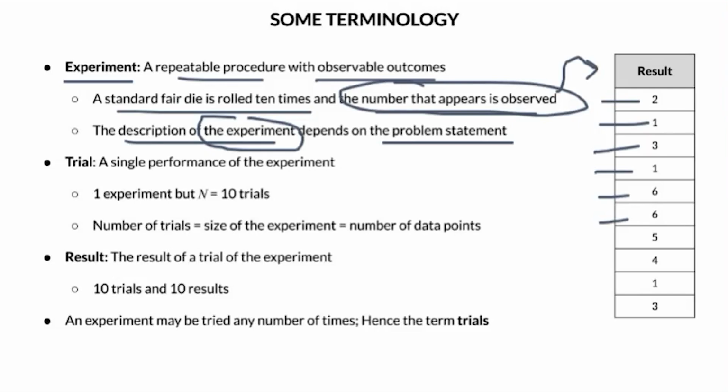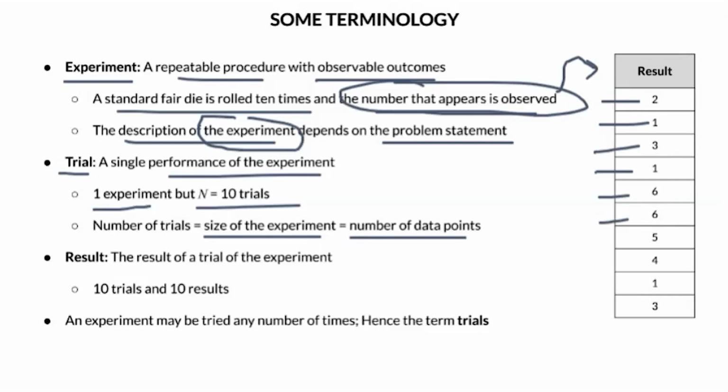What is a trial in an experiment? A single performance of the experiment is what we call a trial. You can call it a trial, you can call it an observation, anything. One experiment is performed here: I roll my die 10 times. But in that experiment, I have n trials, so I have 10 trials in this experiment. Another way of saying that is the size of the experiment, and another way of looking at it is the number of data points in the data set. These are all the same thing.